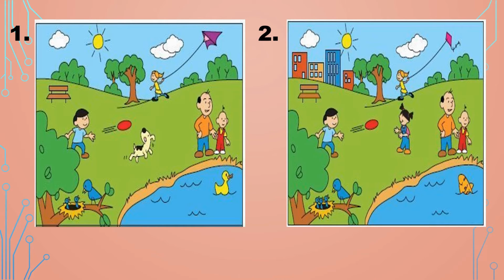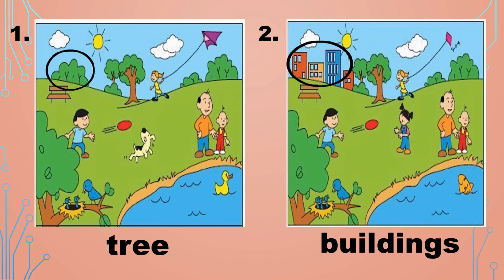Student, can you find any more differences in both the picture? Yes, if we observe both the picture carefully, you can see in first picture behind the bench there is a tree, whereas in second picture behind the bench there are buildings.